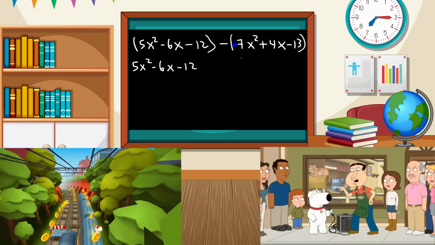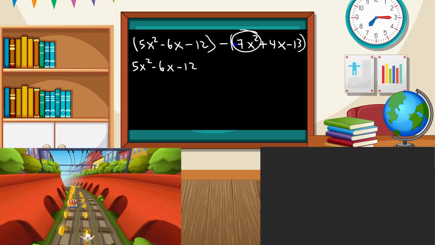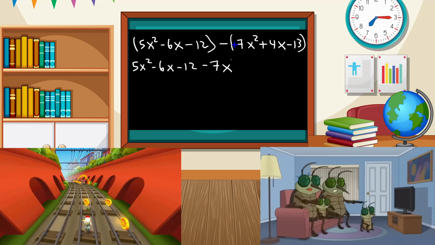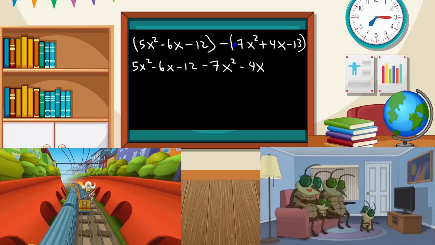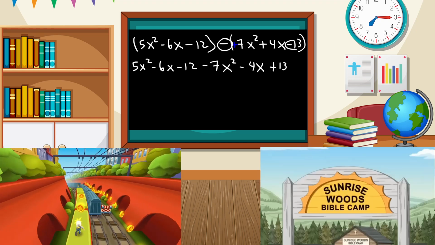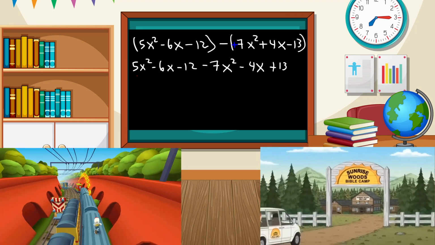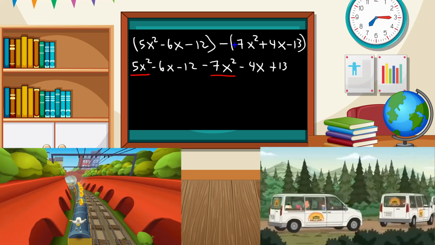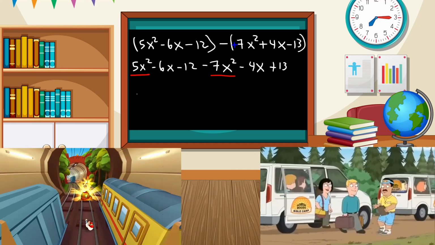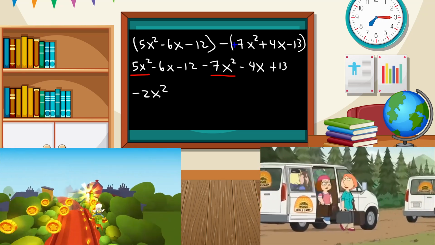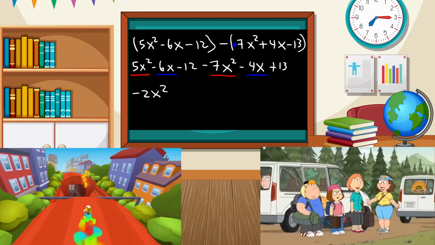Now to distribute the negative sign, everything will change its sign. So the 7x squared, which was positive initially, will now be negative. And the positive 4x will now be negative 4x. But the negative 13 will change to positive 13, because a negative times a negative is positive. Now let's go ahead and combine like terms. We can combine 5x squared minus 7x squared. 5 minus 7 is going to be negative 2. So we're going to have negative 2x squared. Now the next two like terms are negative 6x and negative 4x.